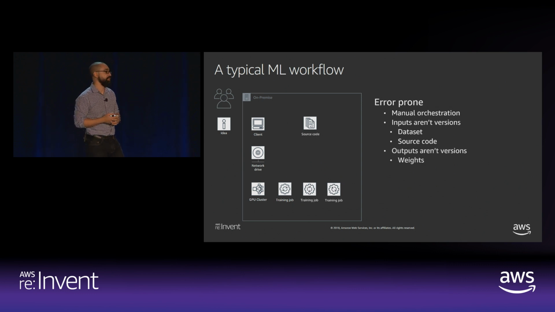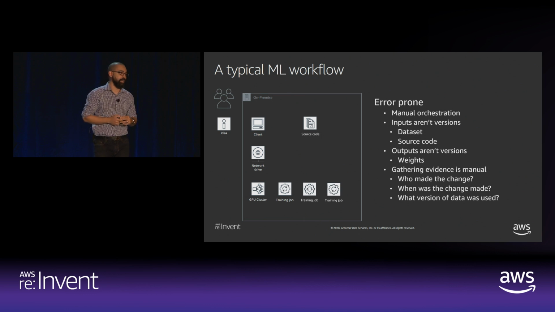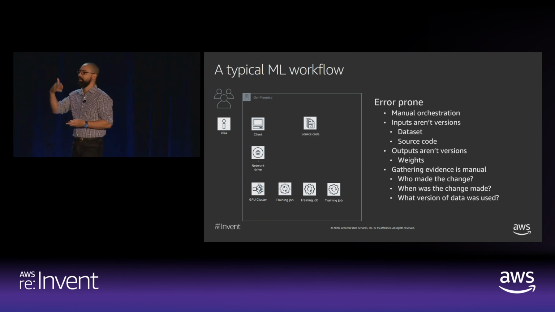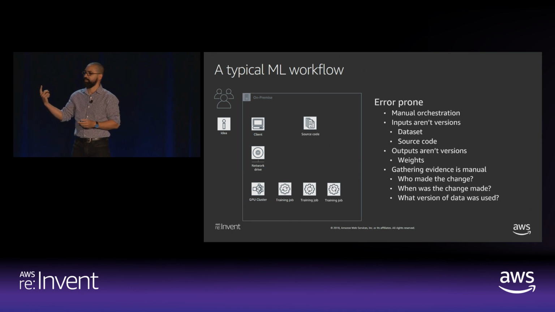And then, of course, her outputs themselves, those aren't versioned. So when she puts the model weights into the network drive, who knows what version of code that is. Now, as you can imagine, if a colleague of yours came to you with this workflow and said, hey, what was the version of the model that produced this inference? It's going to be pretty difficult to answer that question.